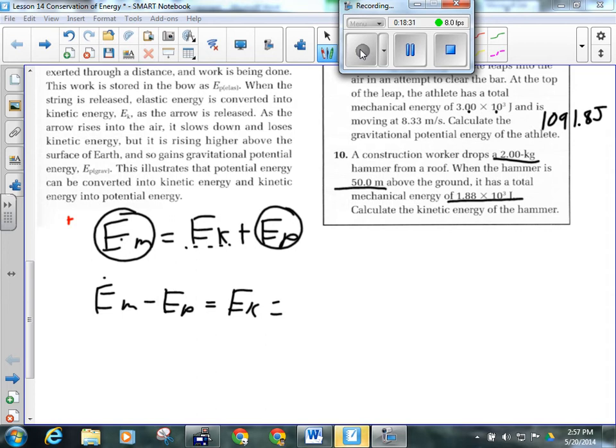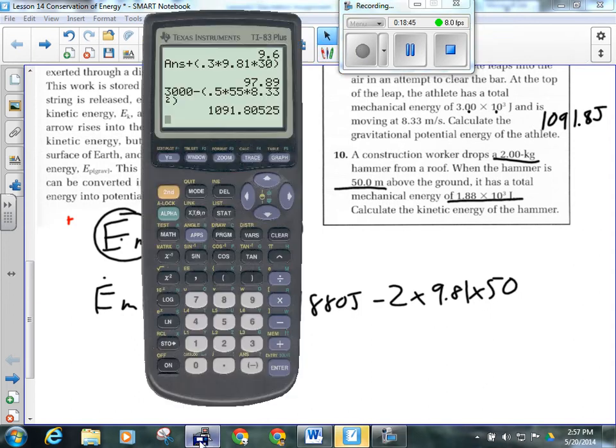So when I plug in my numbers there, I've got my mechanical energy, 1,880 joules, minus 2 kilograms times 9.81 times the height, 50 meters. Okay, and that will give me EK. So when I plug that in, I've got 1,880 minus, okay, in brackets, 2 times 9.81, probably didn't have to put it in brackets, times 50. All right, so it already has 899 joules of kinetic energy, and it's still 50 meters above the ground.